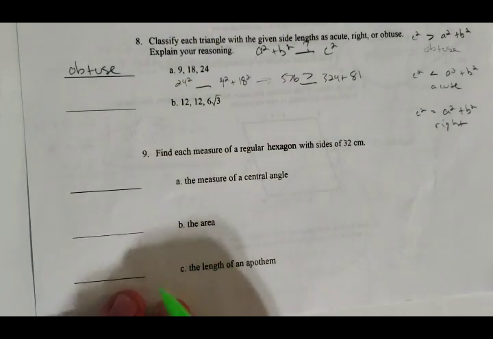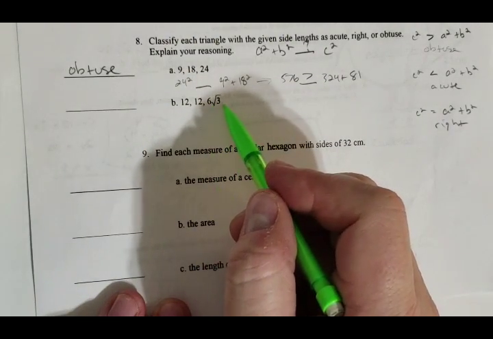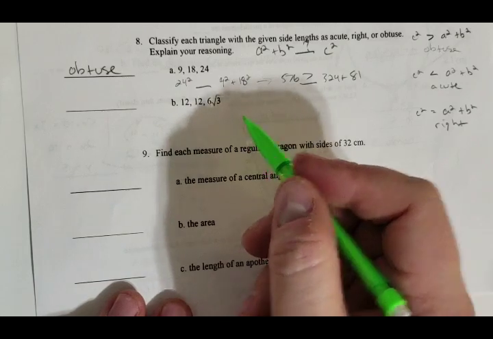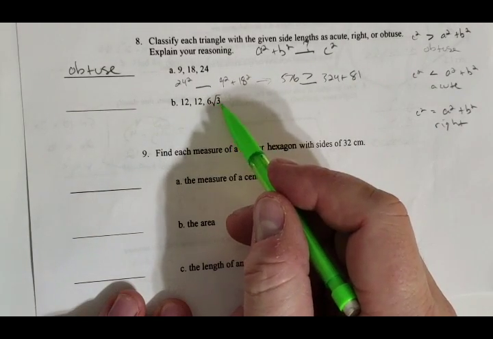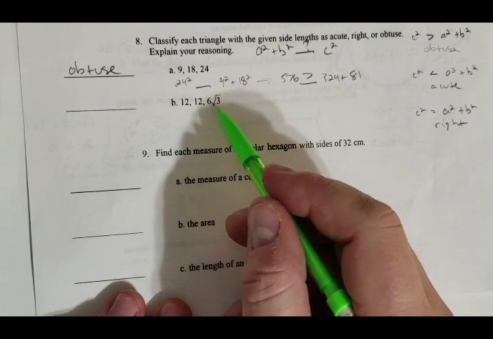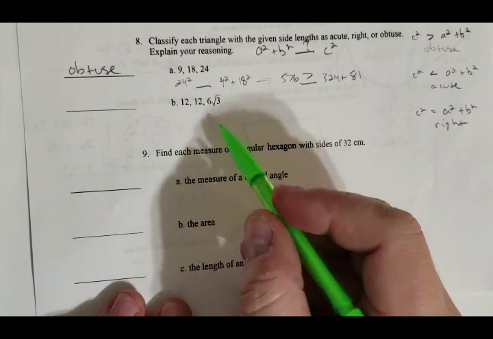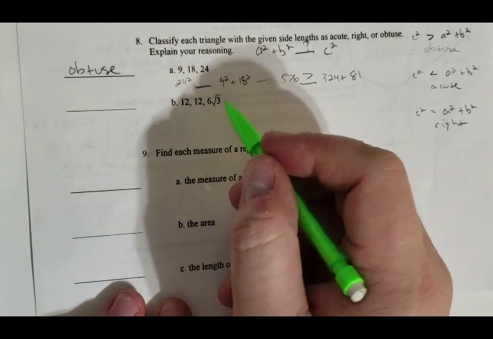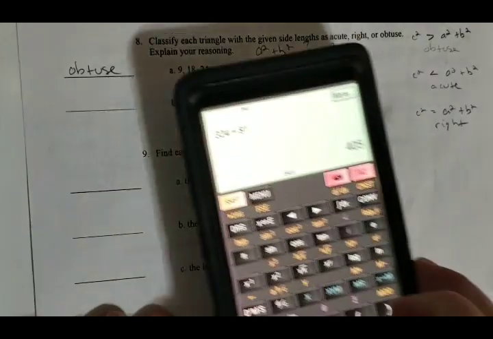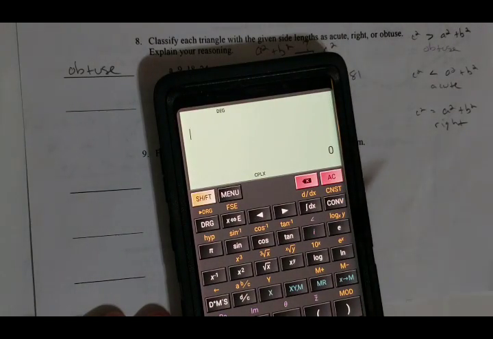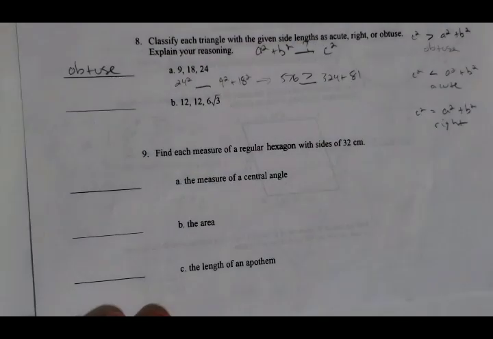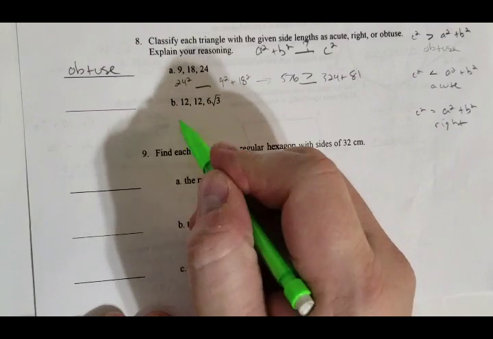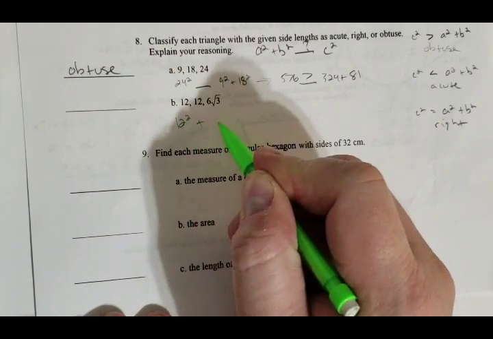Alright, we'll do the same thing with the other one. 6 times the square root of 3. If you're not sure, I know the square root of 3 is going to be 1 point something, so I know that 12 is greater than that. If you're not sure, you can plug it in your calculator. 6 times the square root of 3 is 10.39. So I know my 12 is greater, so it's going to be 12 squared.